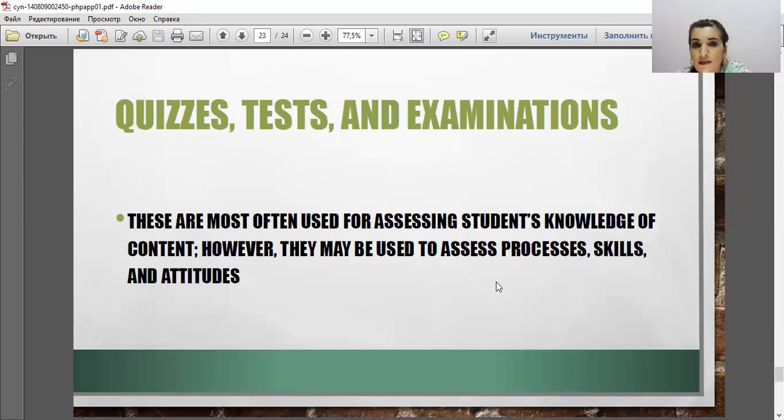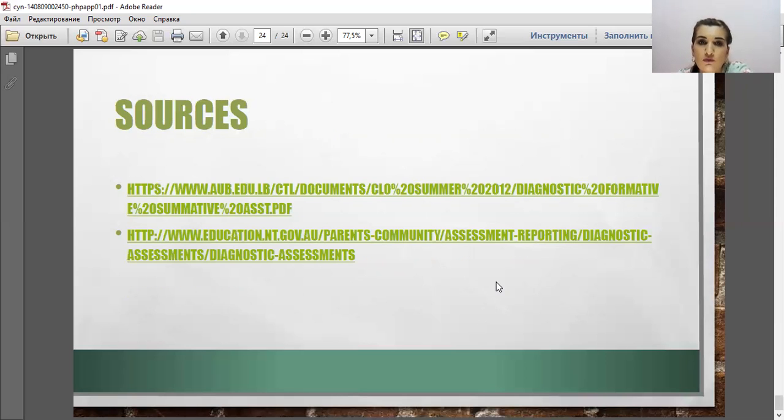Quizzes, tests, and examinations. They are most often used for assessing students' knowledge of content, however, they may be used to assess process skills and attitudes. Here are the online sources.